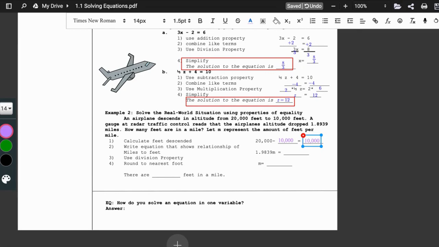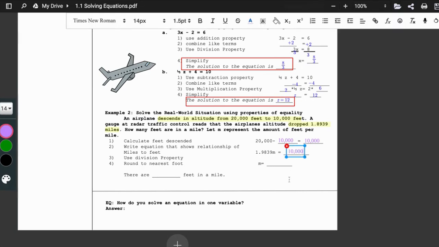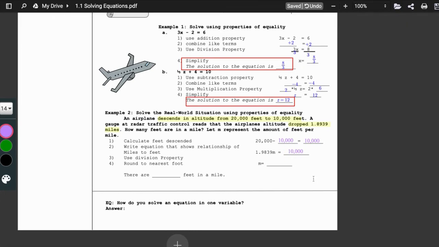So this is really like looking at the important information. In math, we like to do a lot of highlighting. So we know it descended 20,000 to 10,000 feet, and that's the same thing as dropping 1.8939 miles. In math, in order to represent sameness, we use the equal sign. So 1.8939 M is equal to how many feet it dropped? Well, it dropped 10,000 feet. Remember, we calculated that in the first step. So I'm just going to write is equal to 10,000.